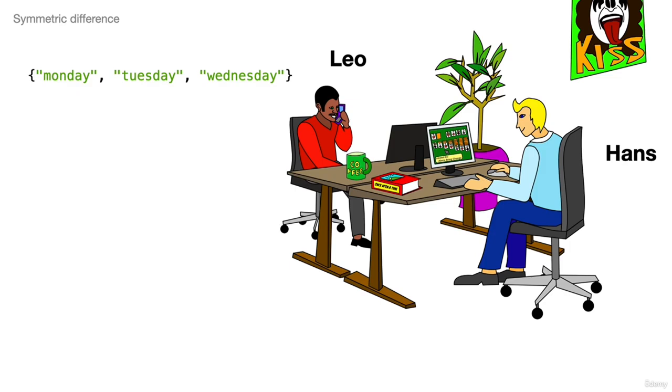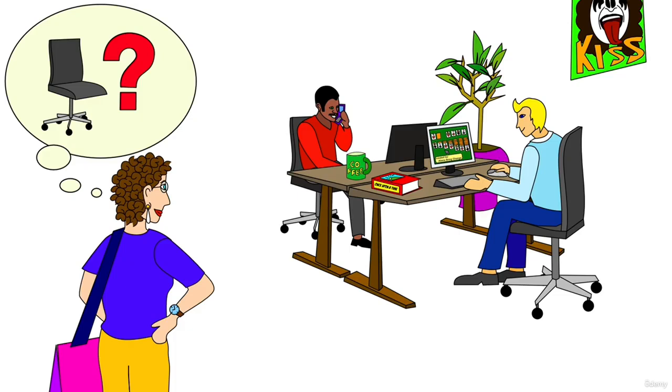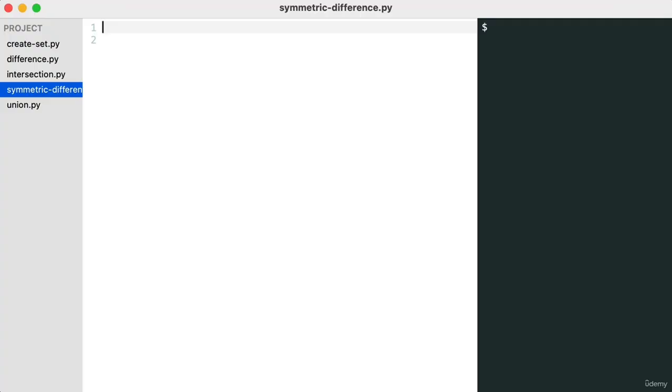Leo works at the office on Mondays, Tuesdays and Wednesdays. Hans works at the office on Wednesdays, Thursdays and Fridays. Lottie arrives at the office. No desk today. Lottie wants to prevent coming to the office when all desks are occupied. She decides to use set symmetric difference to calculate the days where at least one desk is free. Let me show you. Lottie starts by creating 2 sets with the days that Leo and Hans are at the office.